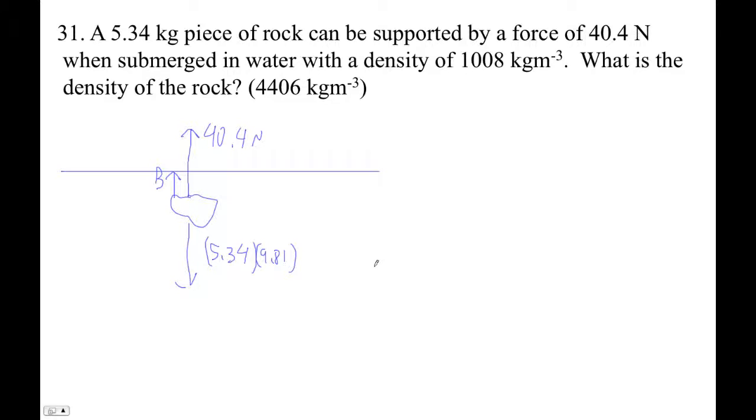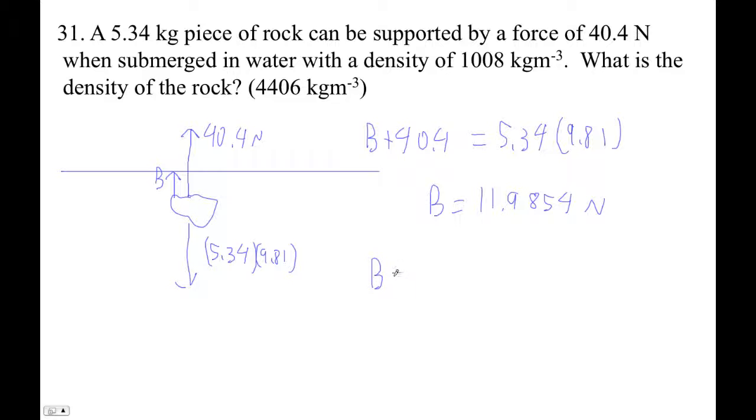All right, so let's see. Well, let's figure this out, right? Because I think if we figure out the buoyant force, we ought to be able to figure this out. Okay, so here's what we know. We know that the buoyant force plus 40.4 equals 5.34 times 9.81. This, by the way, is the weight of the rock, in case you forgot everything we did last year. Then I'm simply going to subtract 40.4, and I'm going to get that the buoyant force is 11.9854. That's got to be worth something, don't you think?